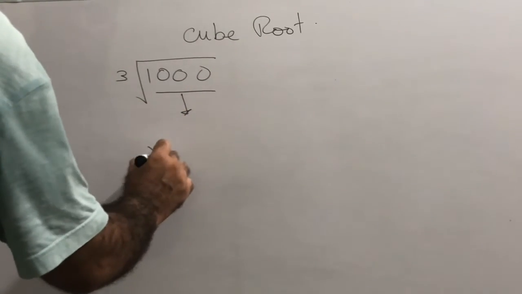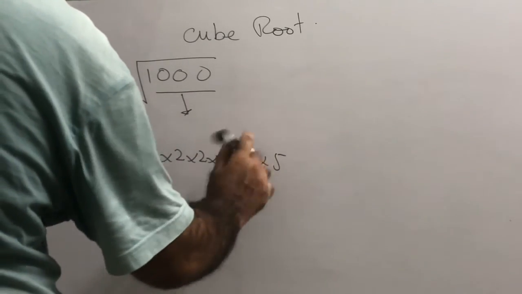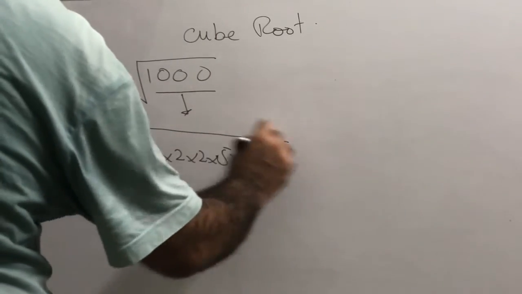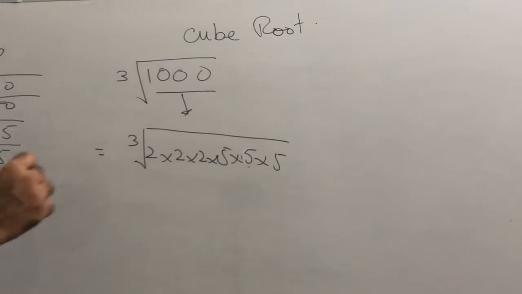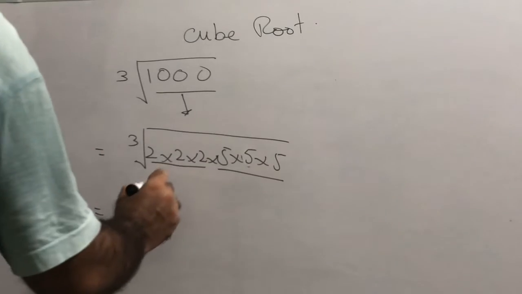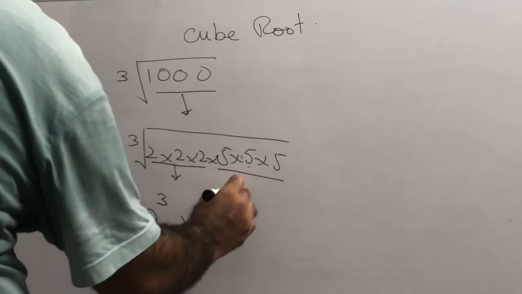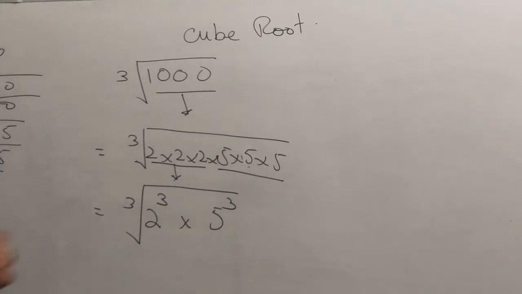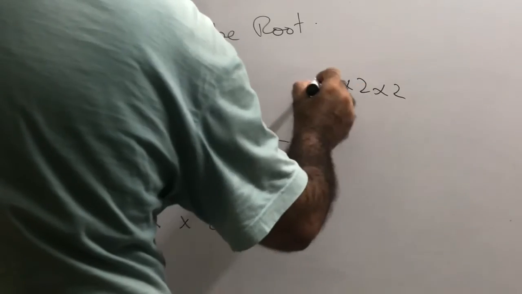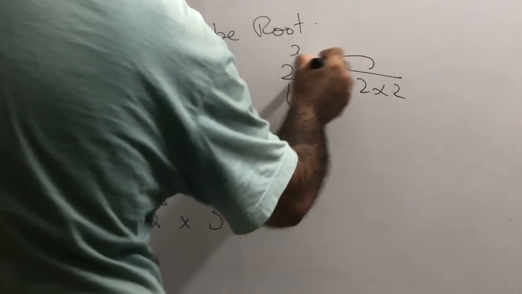So if we take the prime factorization of 1000, we can write this number as 2 into 2 into 2 into 5 into 5 into 5. We have this cube root we need to find. We know that when we are calculating cube root, we need the same number multiplied 3 times. We take it as a group, so this will be one group, this will be one group. This can be written as 2 power 3 and this can be written as 5 power 3, and they have a cube root. You know that 2 into 2 into 2 is 2 power 3.